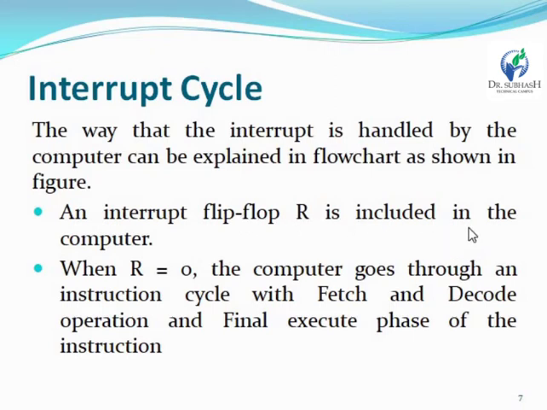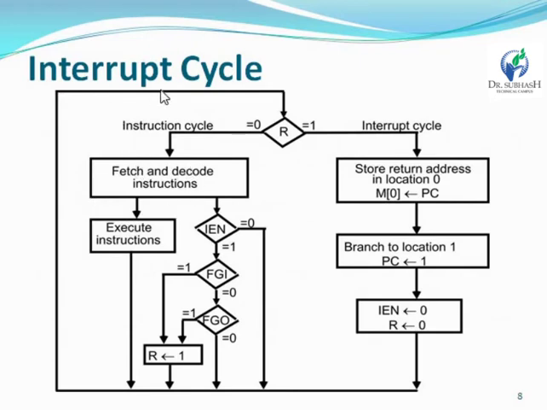Now the explanation: an interrupt flip-flop R is included in the computer. When R equals 0, the computer goes through the instruction cycle, which fetches and decodes the instruction and finally executes it. If the process starts and R equals 0, then we go to the instruction cycle and directly fetch and decode the instruction. If no problem occurs while fetching or decoding the instruction, the process goes to the execution phase, then completes and moves to the next phase. So this is fetch and decode of the instruction when R equals 0.